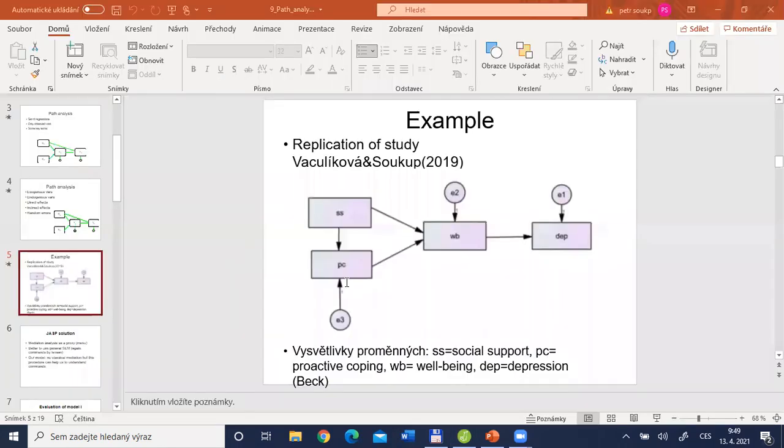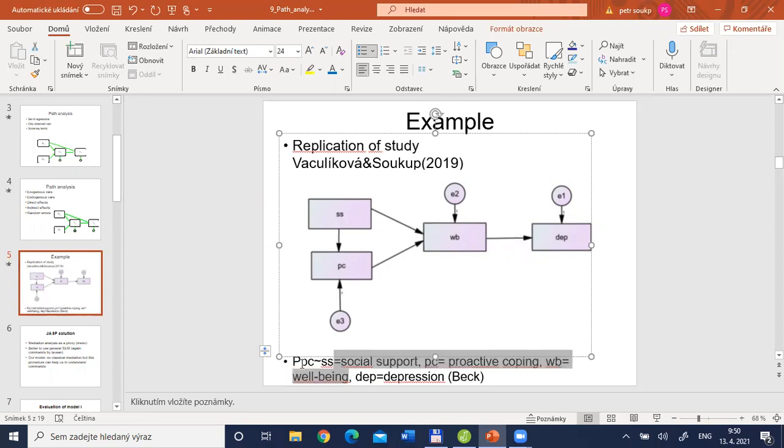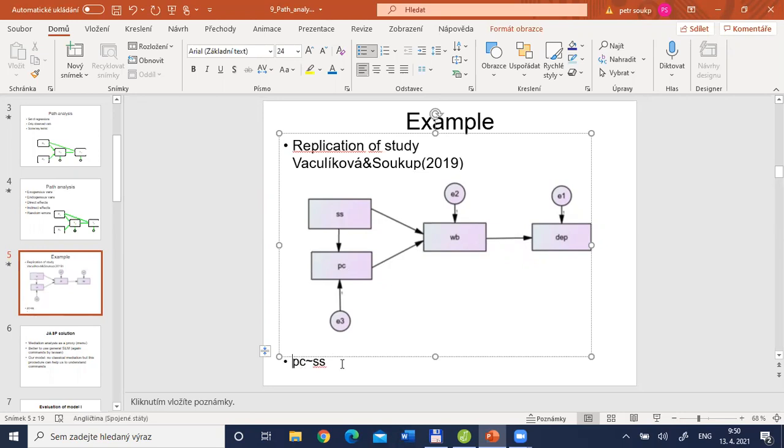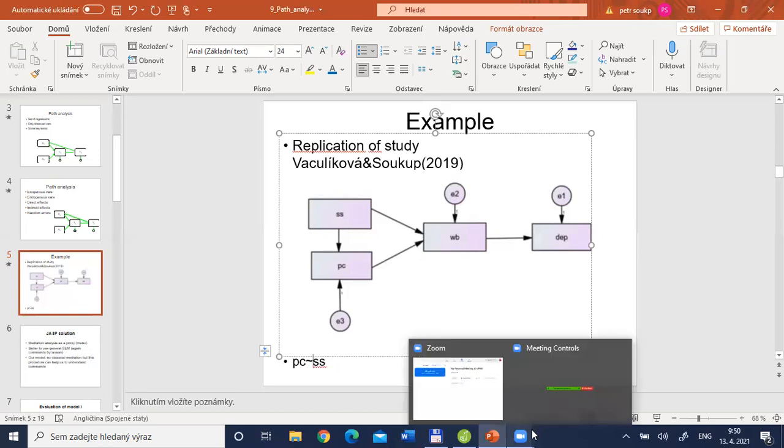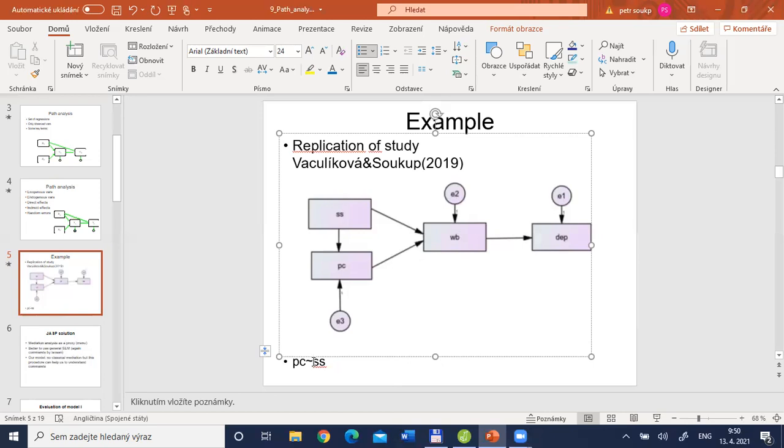So the first part of the model, and I would maybe type it here to see our results, would be proactive coping regressed on social support. So I would type PC, tilde, must go slightly down, sorry for that. Proactive coping on social support. Of course, all letters are small ones. So this would be the first equation. And for better computation of indirect effects, I would add maybe some letters or numbers to this coefficient. So maybe I would call this coefficient B1. So I would type PC tilde B1 multiplied by social support. So this would be my first regression.